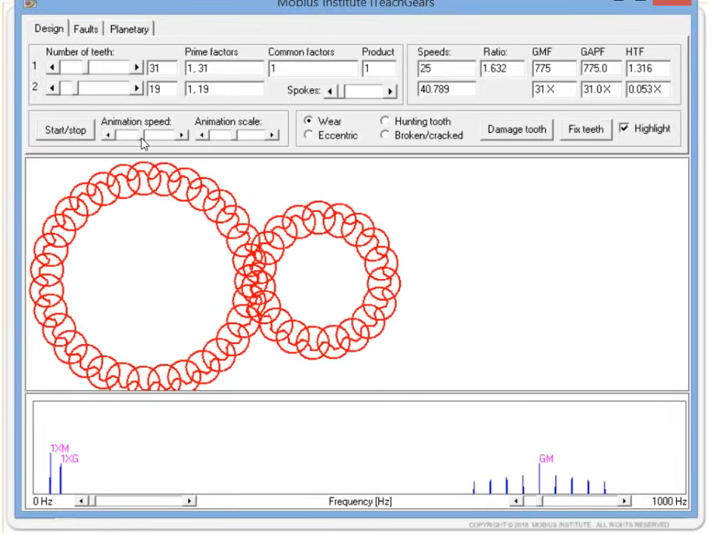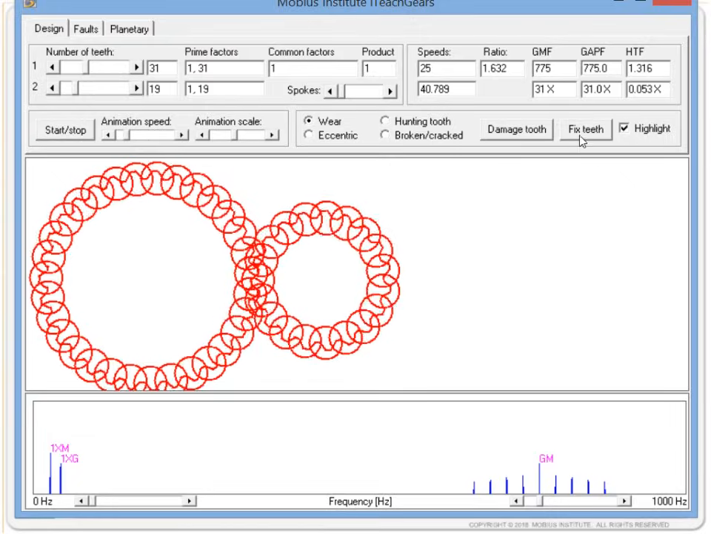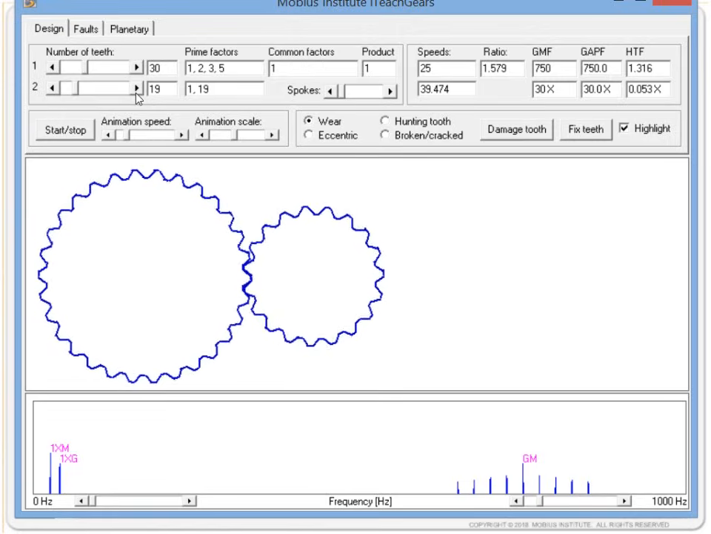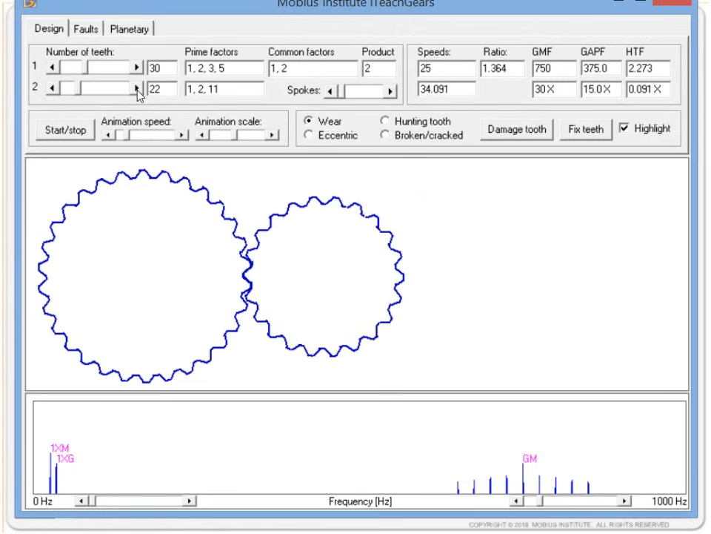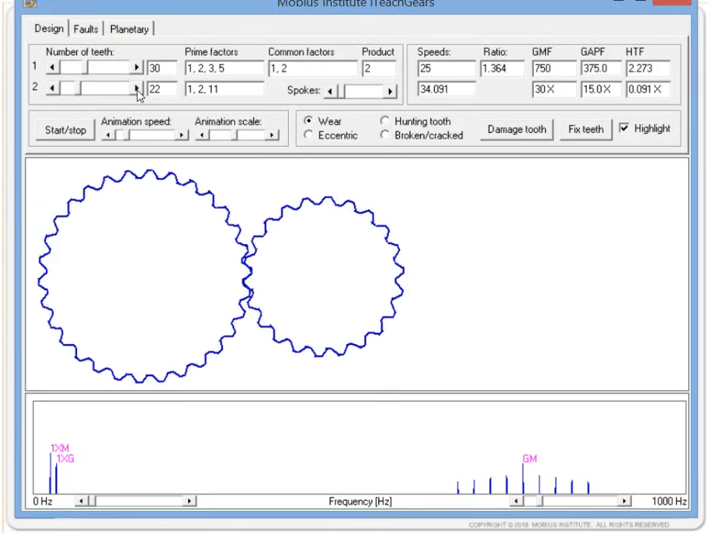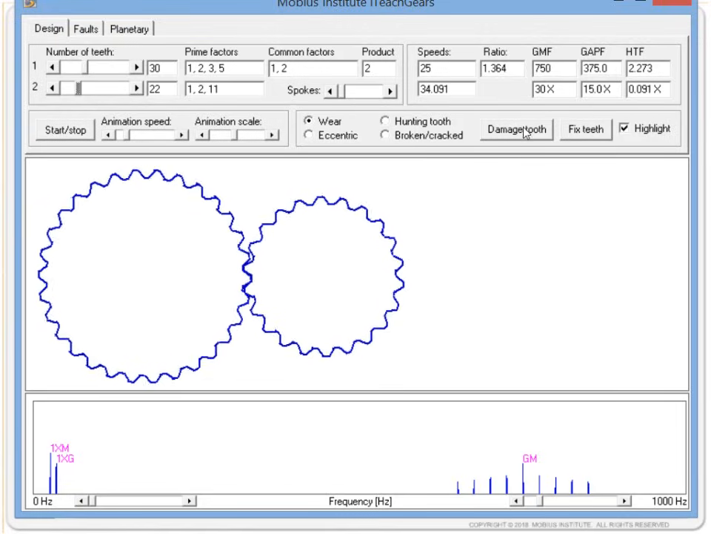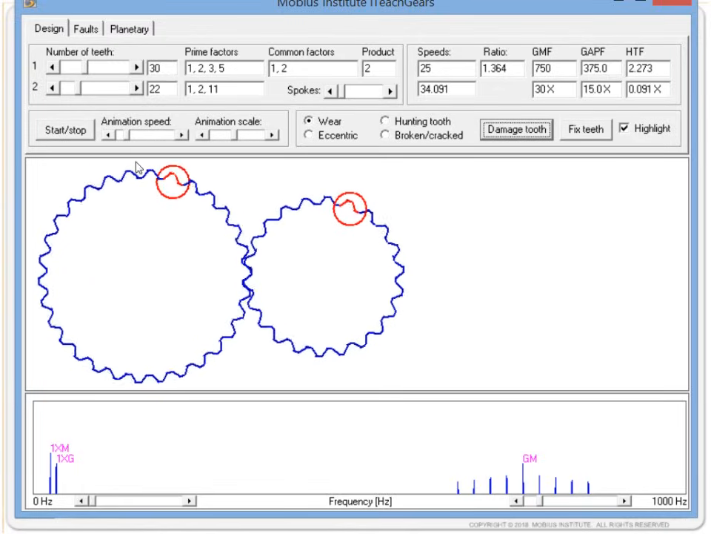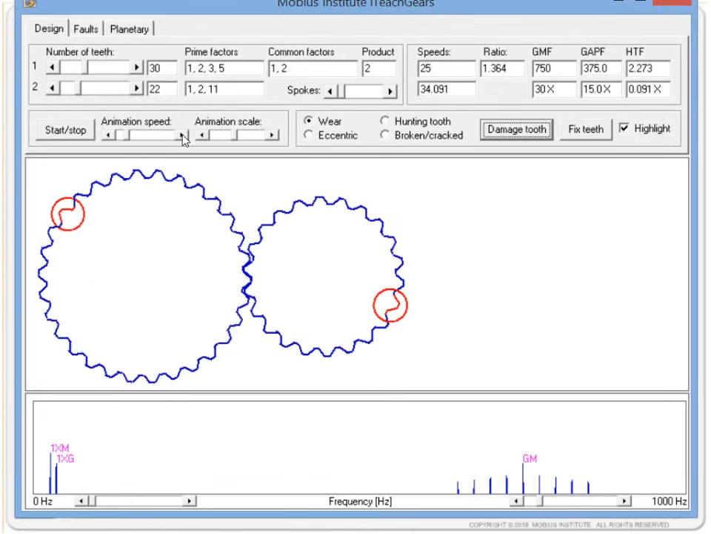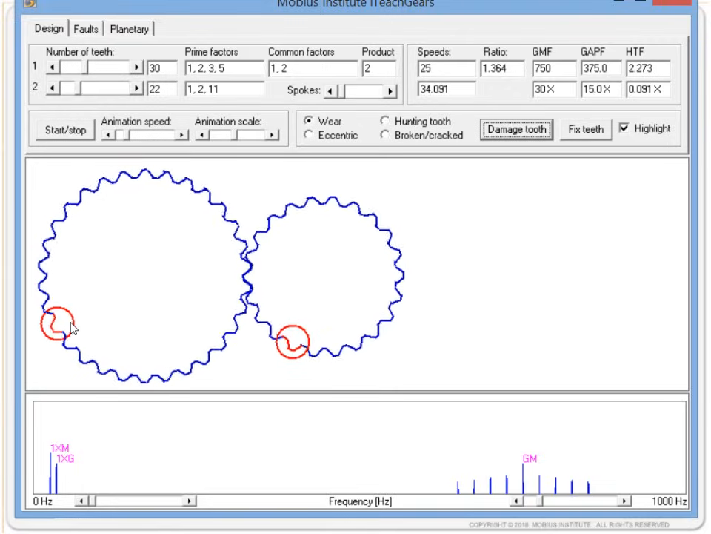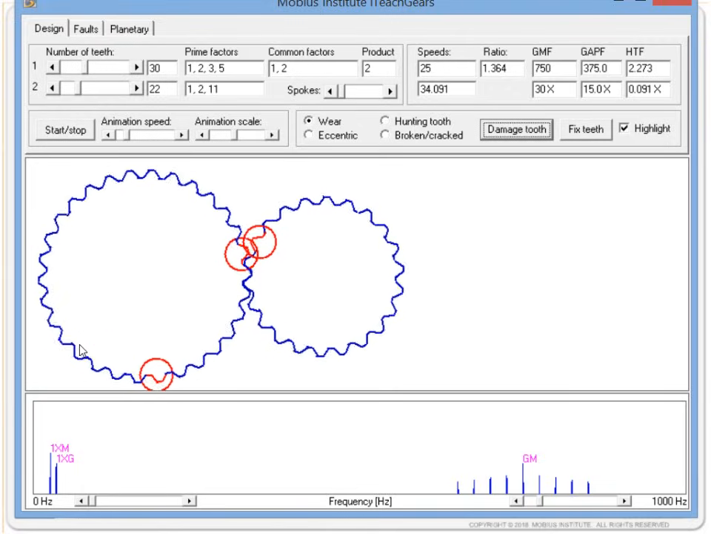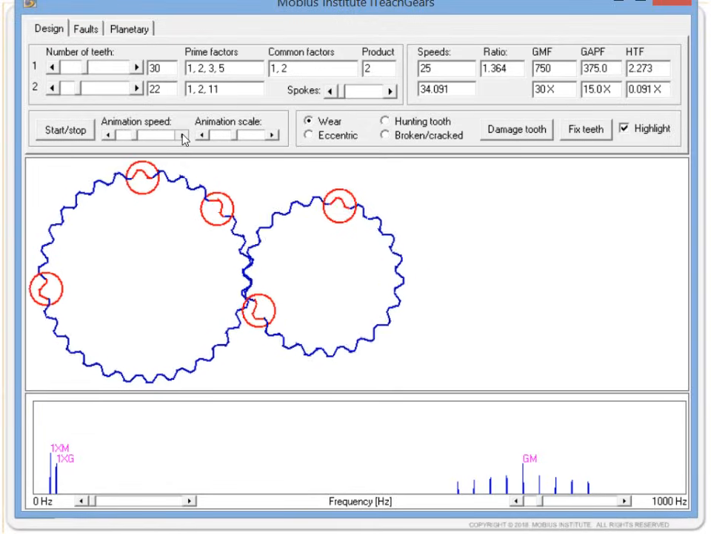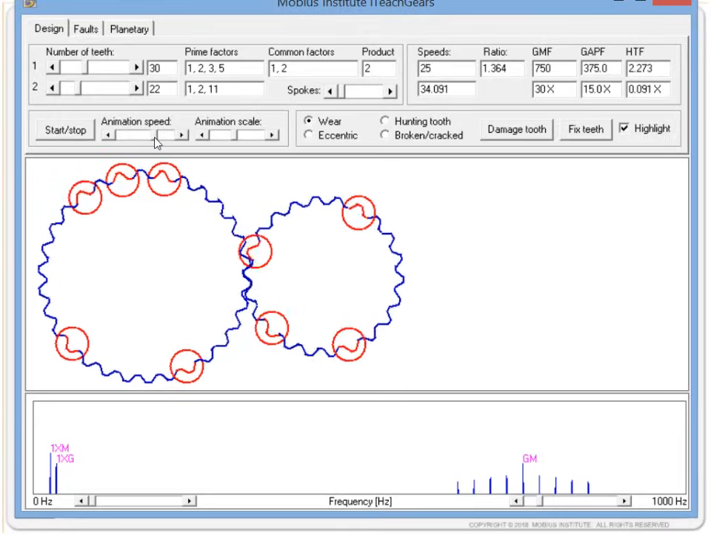But if we don't have a prime number of teeth, I'm going to fix them all, and change this to a different combination, just because I know this will come up with the numbers pertinent to the question. I'm going to damage the tooth, and we're already highlighting it. If I speed that up, a funny thing happens. These teeth do not mesh with every single tooth on this gearbox. So if I speed it up, we see what happens if I go much faster.